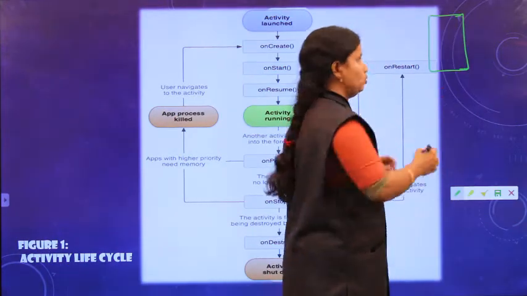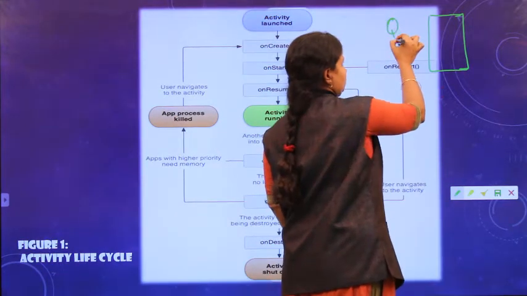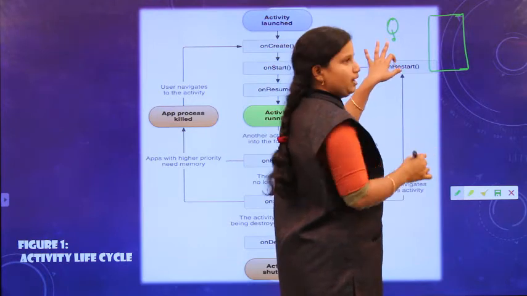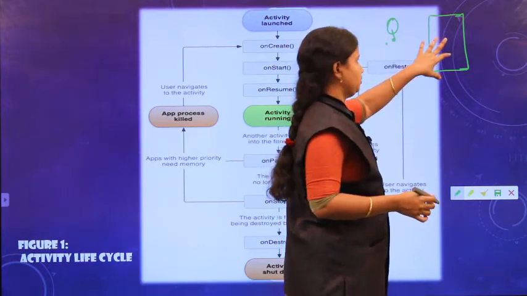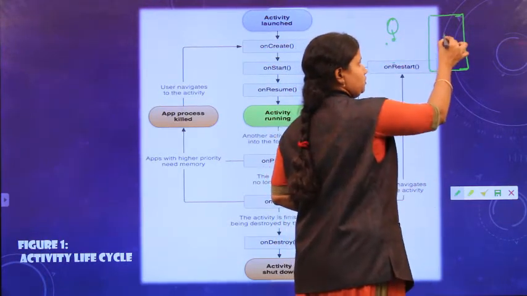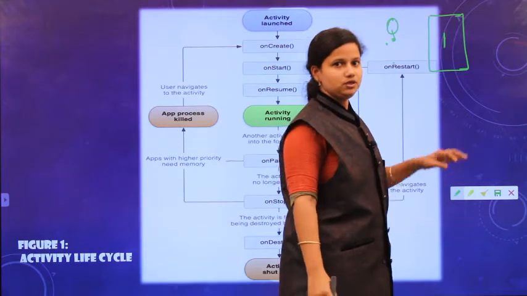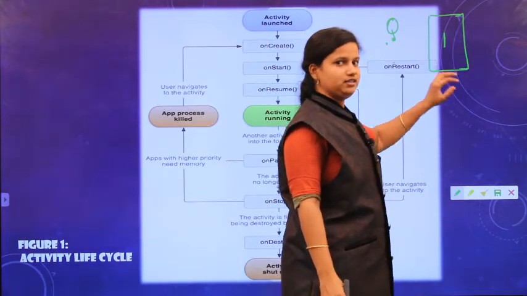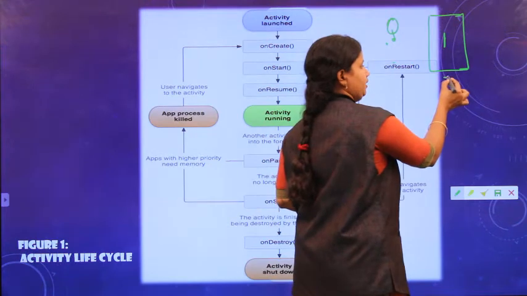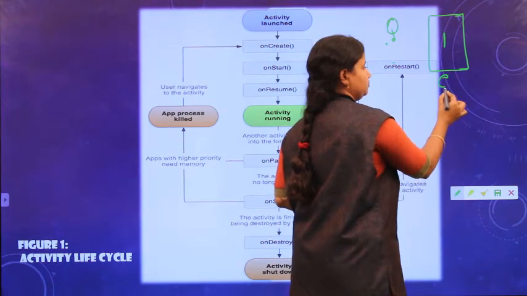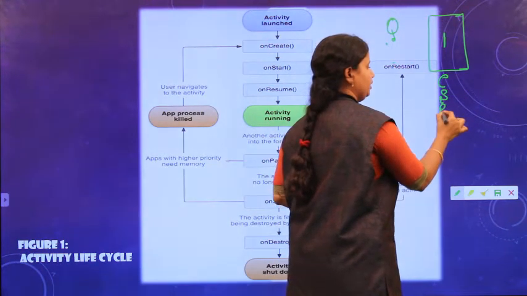Whenever you are opening your application icon, this is the icon of your application, you are opening this one. This is your first activity. At this situation, it will call three different methods: create, start, and resume.